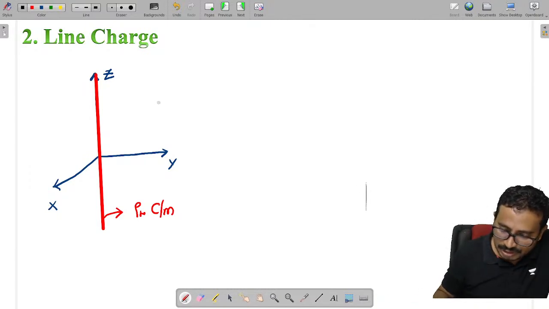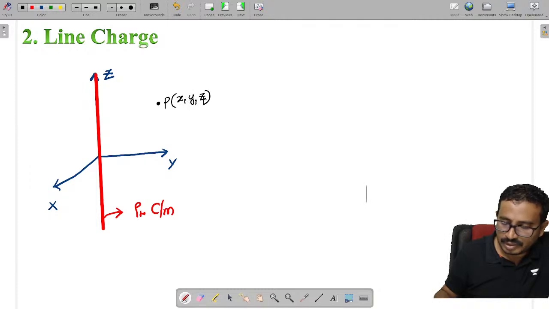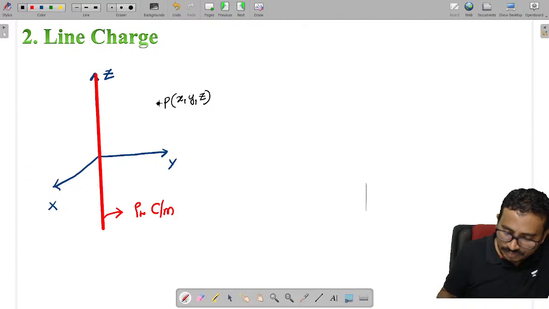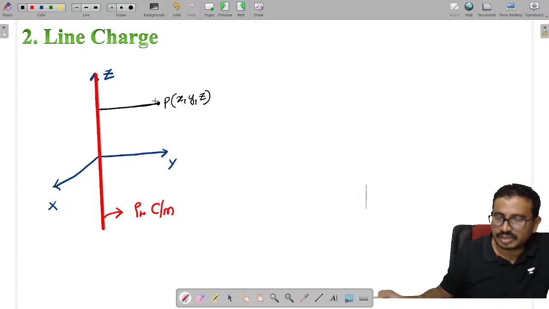Due to this line charge, let us say I want to find the electric field at the point P. The coordinates of the point P are x comma y comma z. To find the electric field at the point P because of this line charge, what you need to do here is draw one perpendicular line from the point to the conductor.